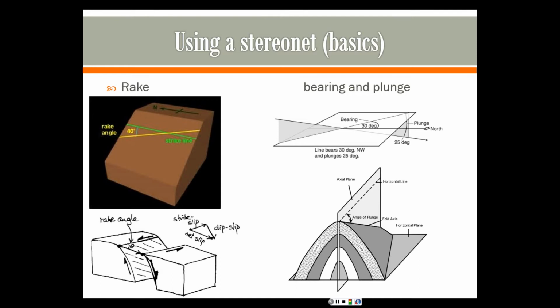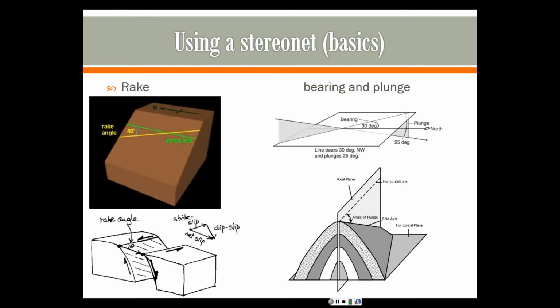If it moved basically straight away from us as more of a transform fault, that would be a rake of 0. If it moved straight down, no lateral movement at all, that'd be a rake of 90. And then if it moved straight towards me, towards the left, that'd be a rake of 180. So anywhere in between there, you have some rake angle.